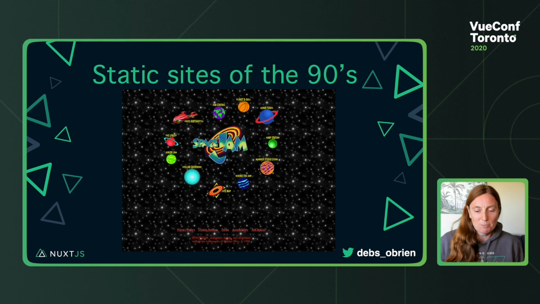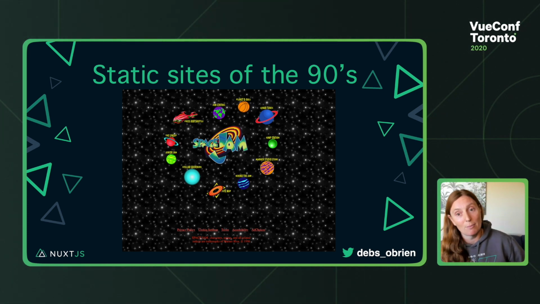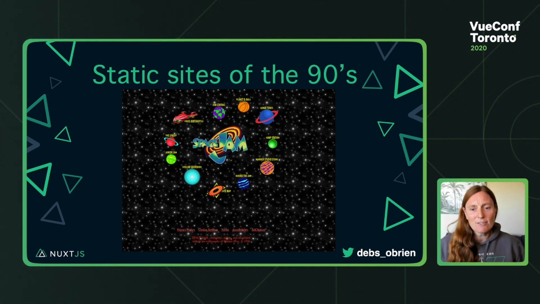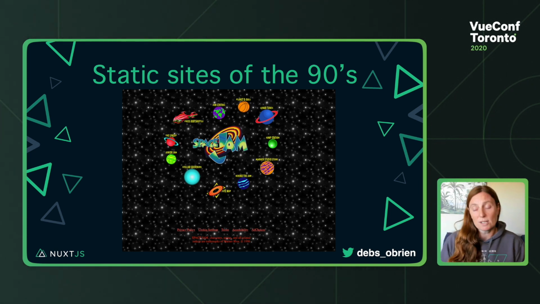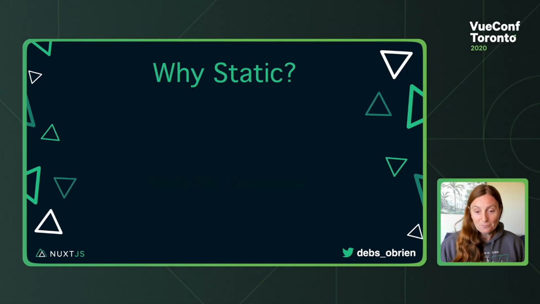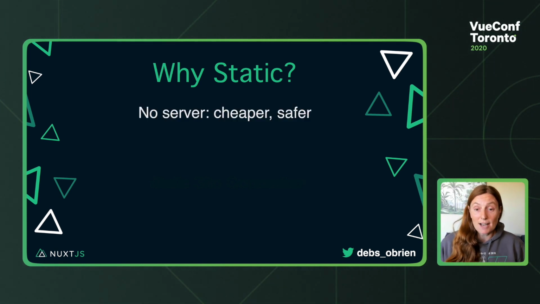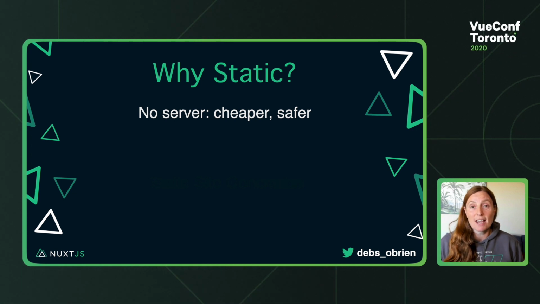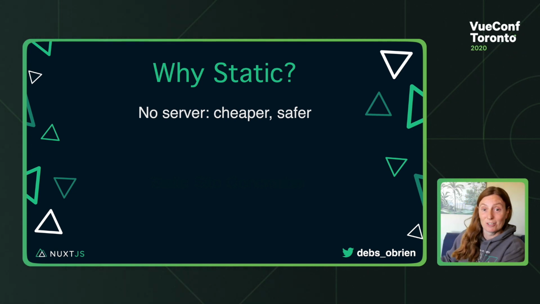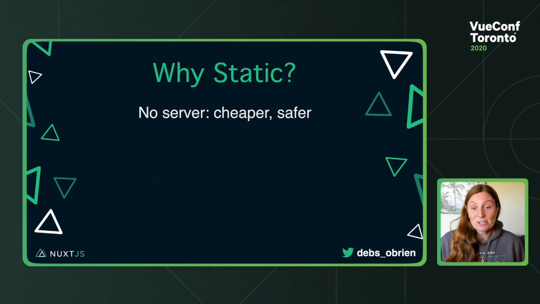So I get the fact that people say, I don't want static sites, I want dynamic. Let's have a look at what static sites of the 90s are, which is this one, Space Jam, and what static sites of today are. So first of all, why should you go static? So with static, there's no server. It's cheaper and safer. We're not paying for servers anymore. We don't have a server in the office. In the 90s, we used to have it in the office. So yeah, now there's no server, it's all in the cloud and it's just cheaper and safer.